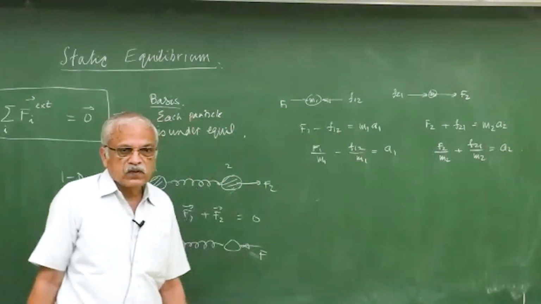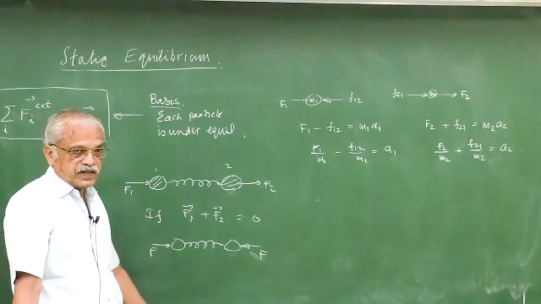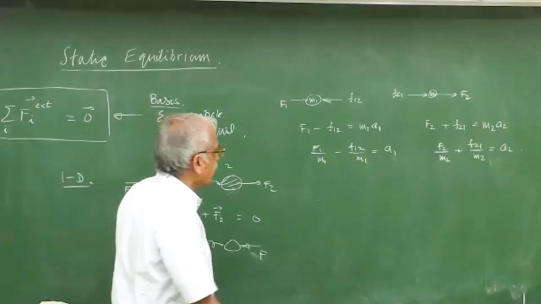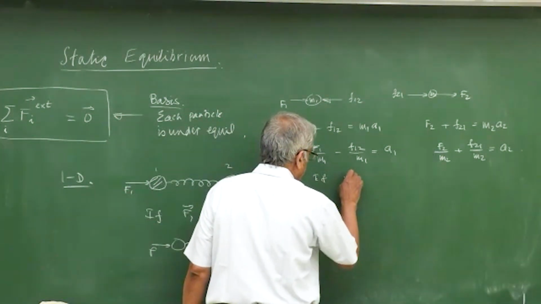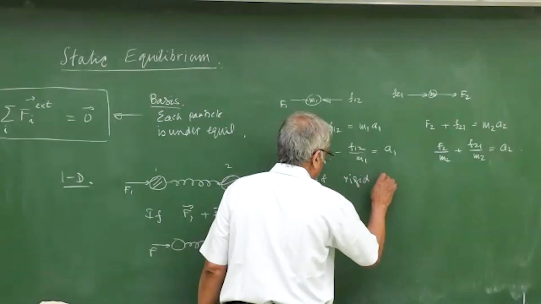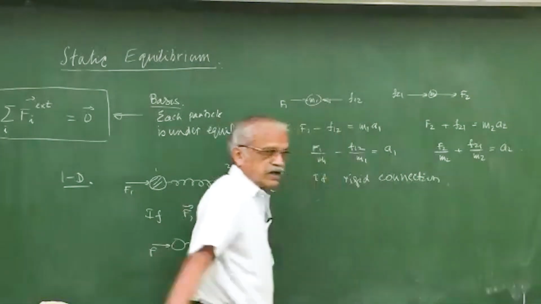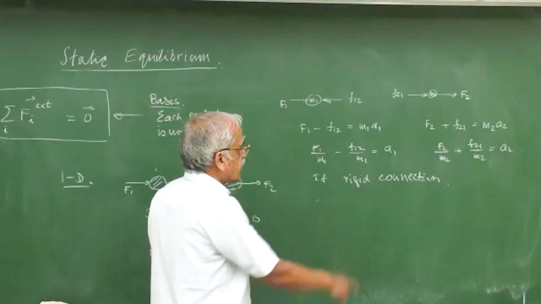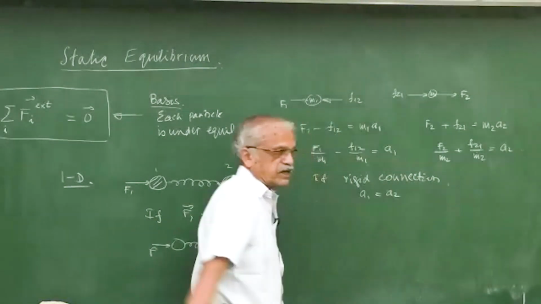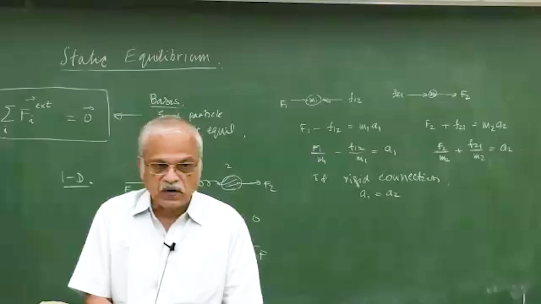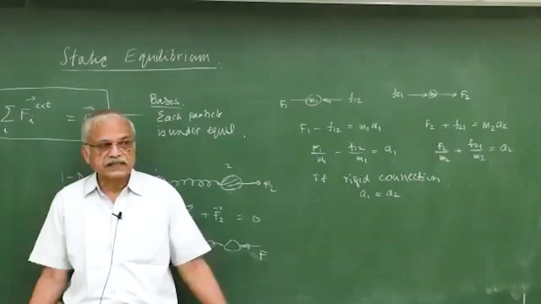Since what we know here is that it is a rigid connection, then what happens if the connection is rigid? A1 has to be equal to A2, right? The distances, that's what the rigid body definition is. The distances between the particles will not change.